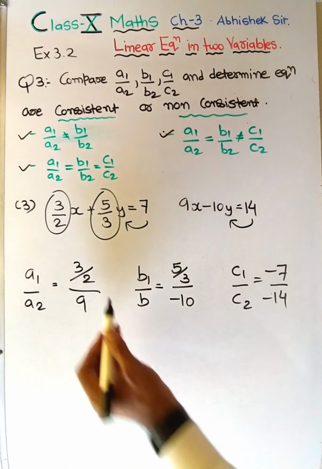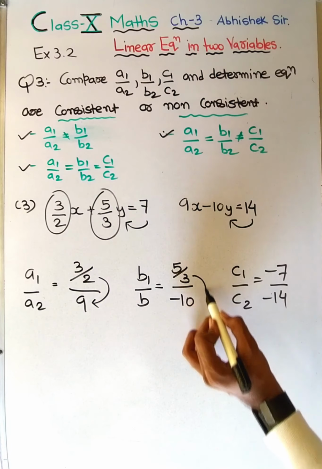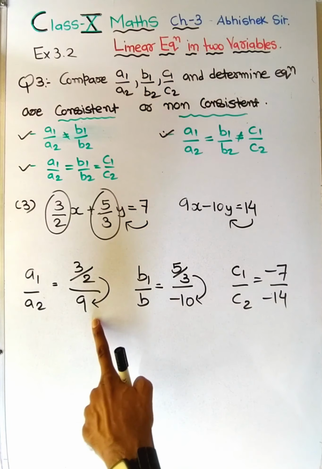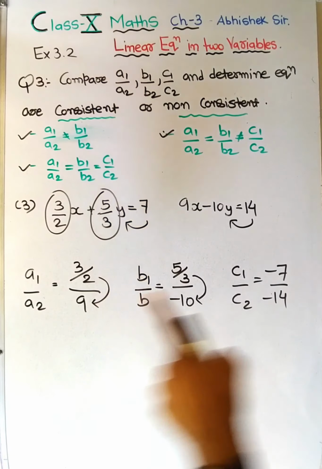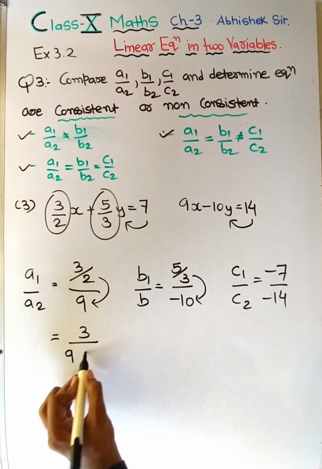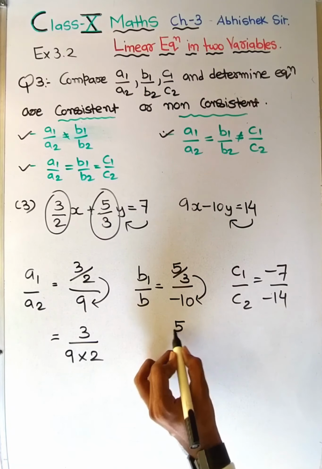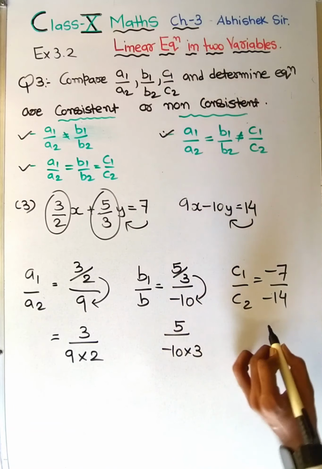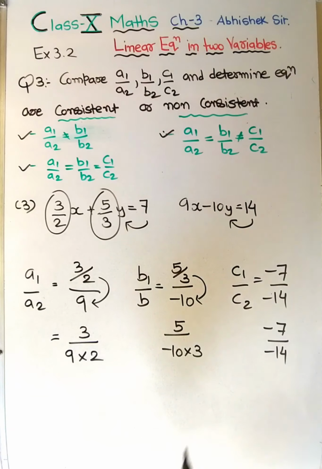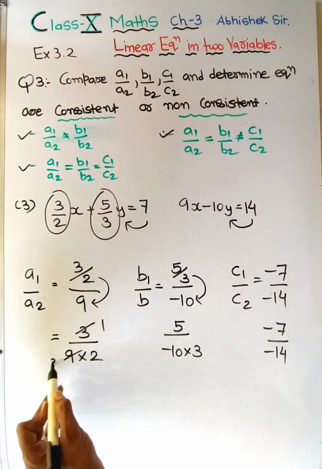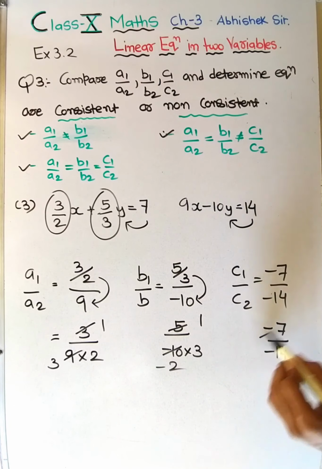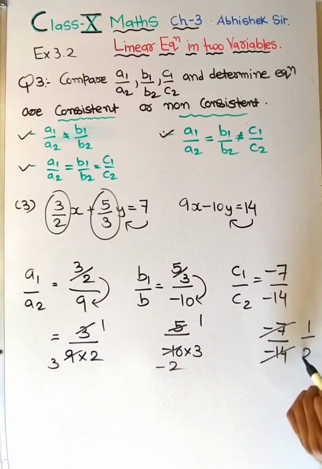Now simplify: the denominator will go in the numerator, and the numerator's denominator, that is 2 over here, will go towards the real denominator. In the same way 3 will go over here. So this will become 3 upon 9 into 2. Here it will be 5 upon minus 10 into 3, and here it is minus 7 upon minus 14. Now let us see the simple form. 3 1s are 3, 3 3s are 9, 5 1s are 5, 5 minus 2s are minus 10, and here minus minus cancel, 1 upon 2.